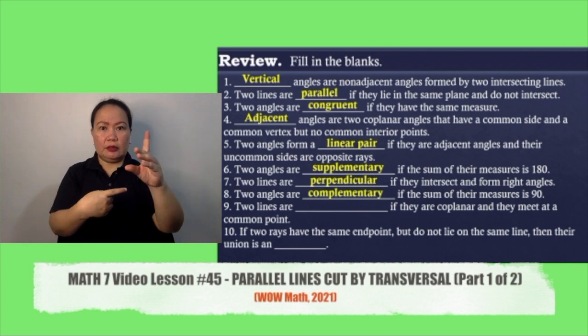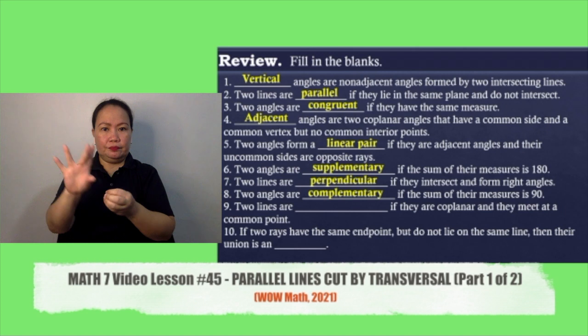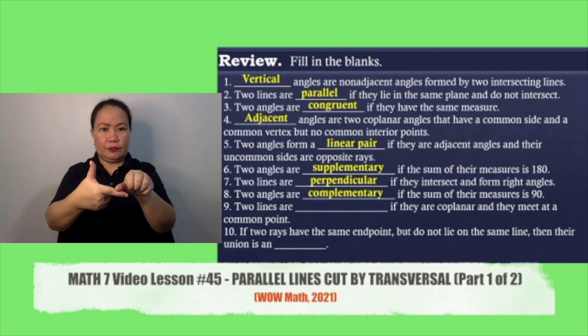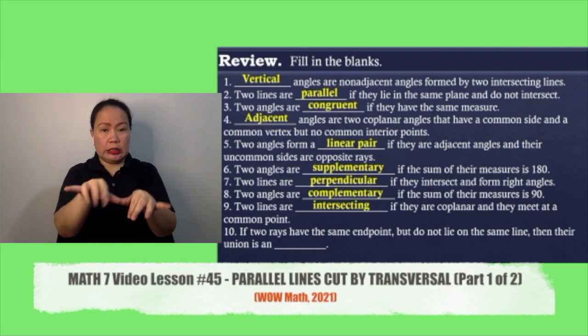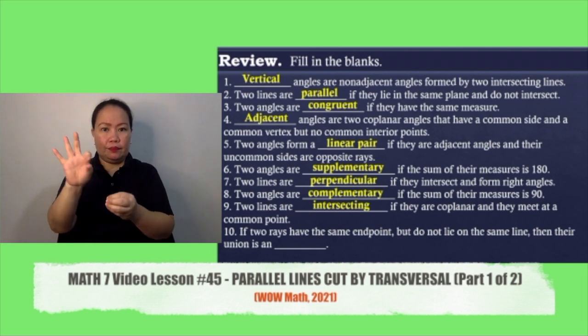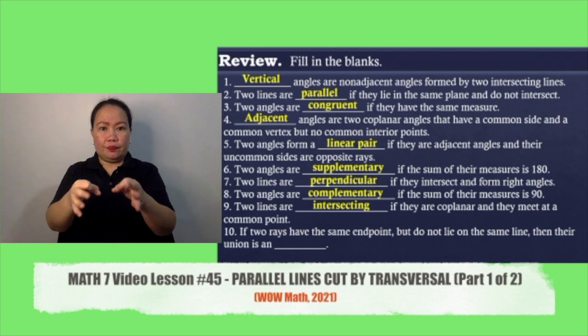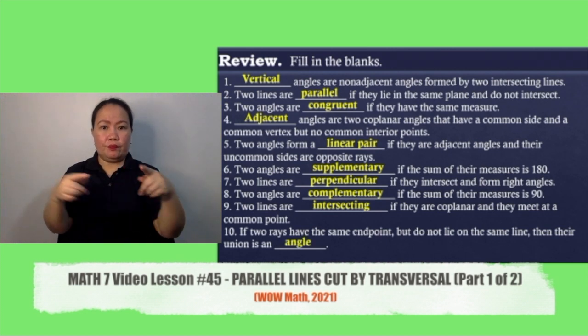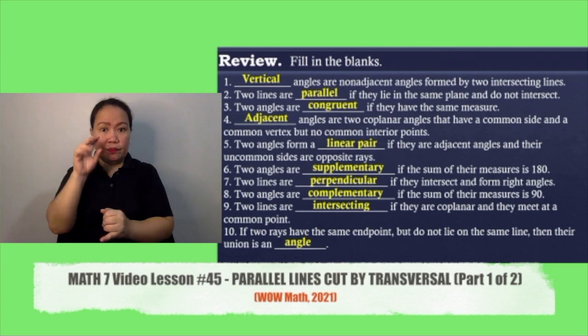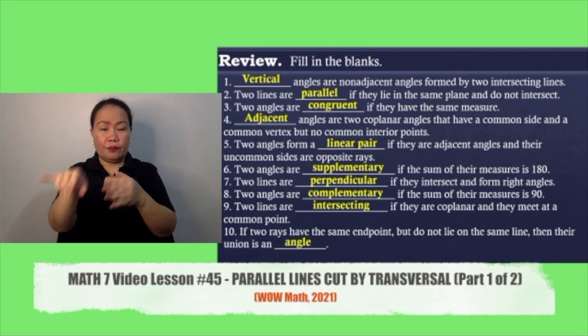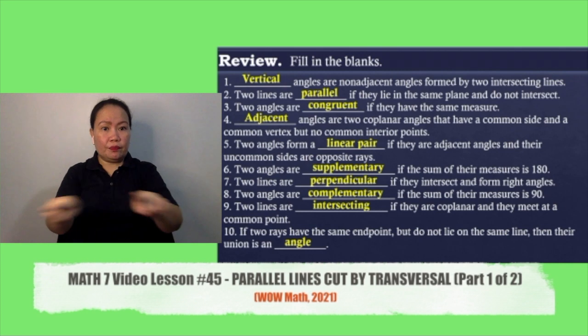If two lines are coplanar and they meet at a common point, so meron silang point of intersection, then that is intersecting. And the last one, if two rays have the same endpoint but do not lie on the same line, then their union is an angle. Okay, so tandaan po ang basic concepts natin ng angle pairs and angle pair relationship.